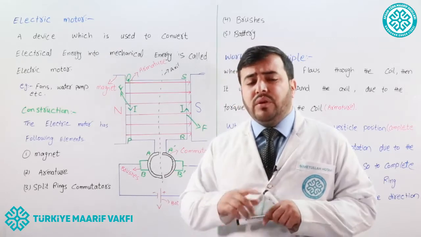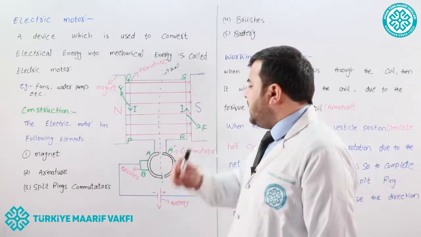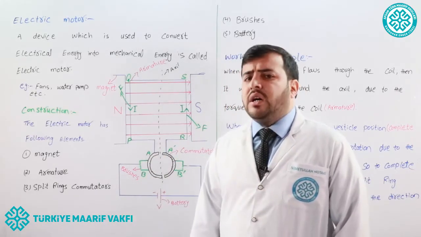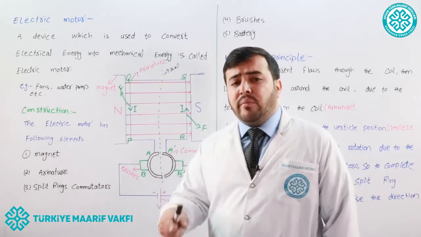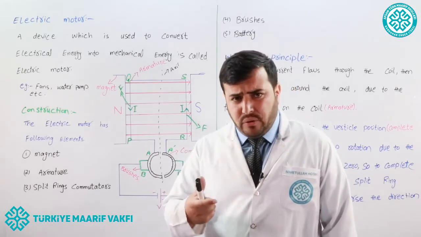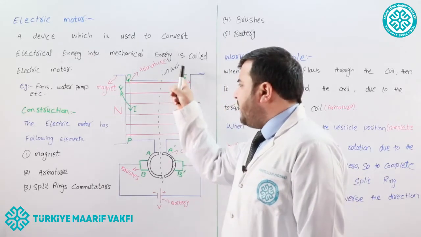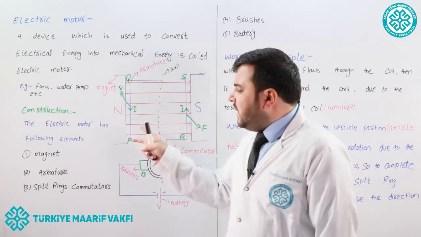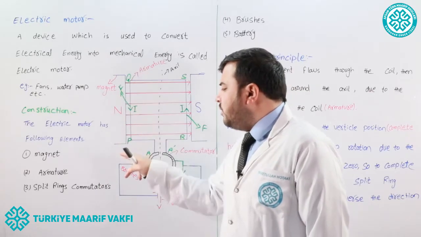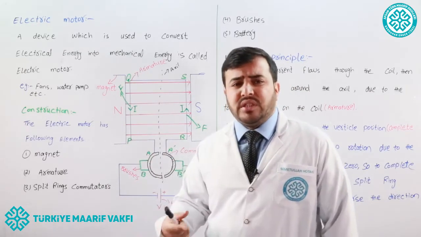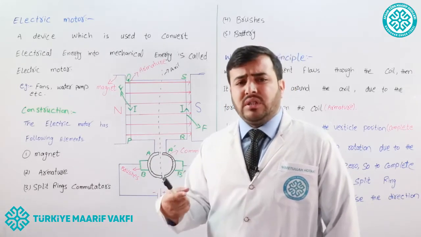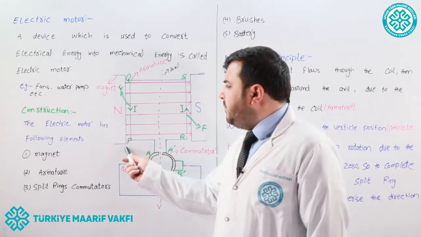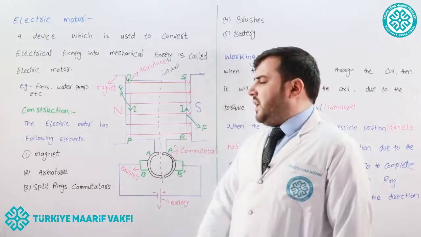So when the current flows through this RS conductor, a force will be exerted on the RS side, and its direction can be found using Fleming's left hand rule. So we will apply Fleming's left hand rule on this side to find the direction of the force. In the same way, when the current flows through the PQ side, it will also experience a force. So also by using Fleming's left hand rule, we will find the direction of the force acting on the PQ side. First, come to the RS side of the coil.